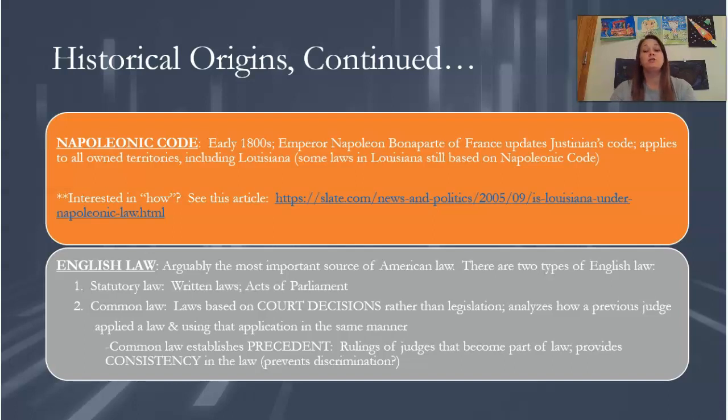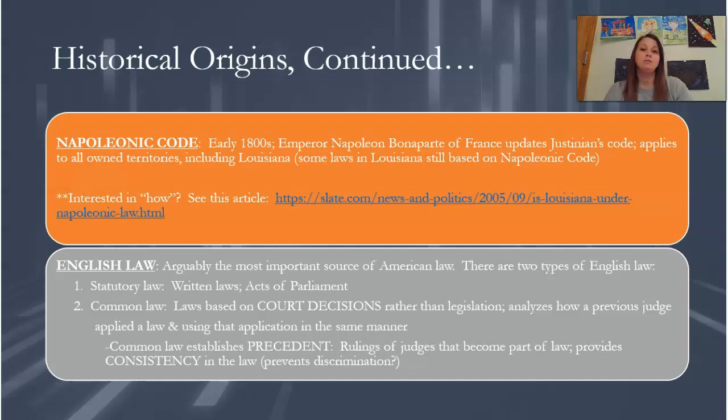Now let's look last at English law. Arguably, it is the most important source of our American law, and there are two main types or ideas of English law that come into play with American law. Number one is statutory law. Statutory law or statutes just means written laws, like for England, Acts of Parliament. For us, statutory laws are laws that are made by Congress, that are made by the North Carolina General Assembly, which is state, which are made by our county commissioners, which are ordinances, any laws made by a legislative branch.